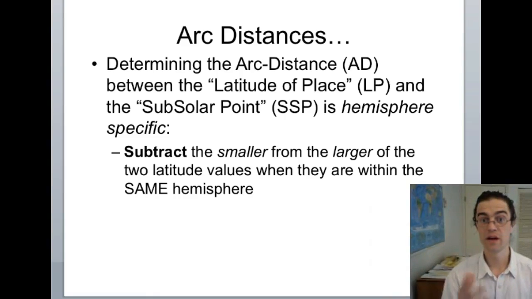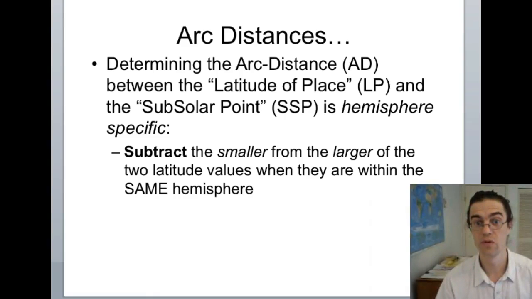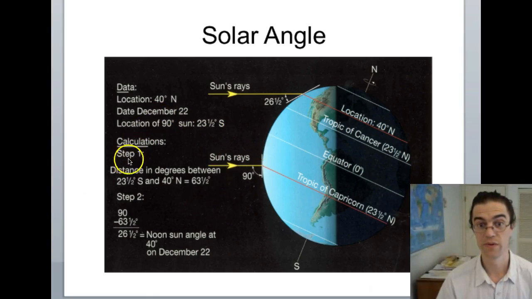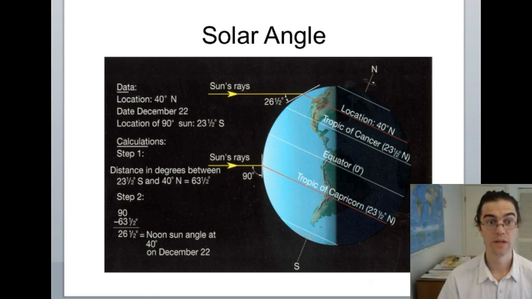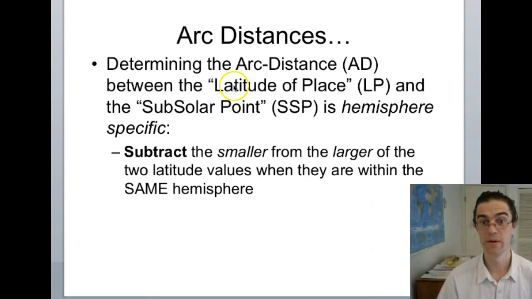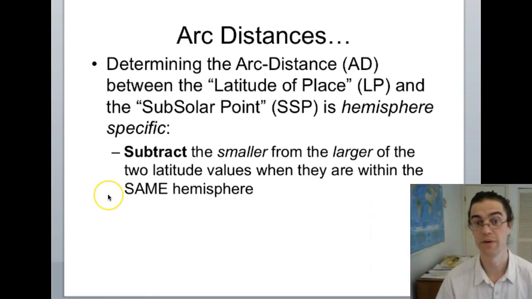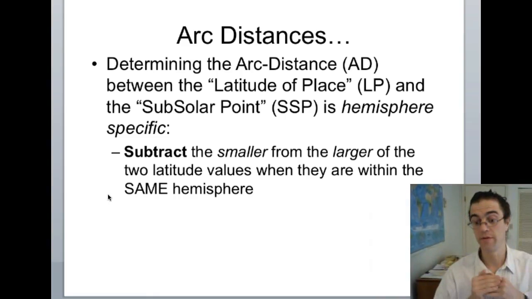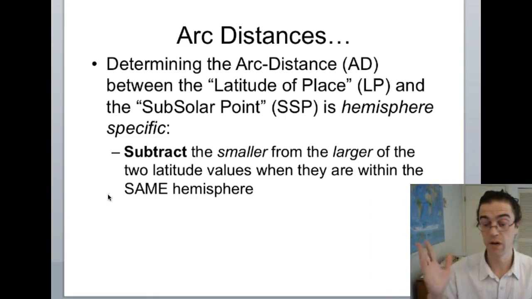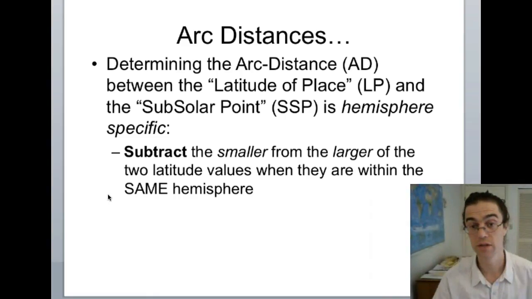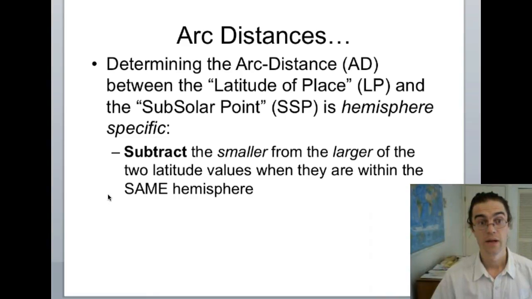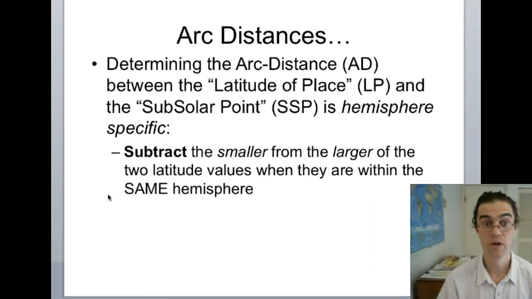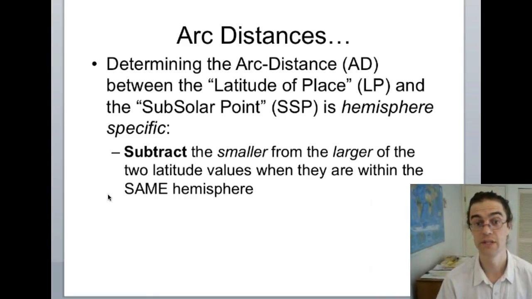Arc distances, determining the arc distance between the latitude of place and the subsolar point. So in this case, that's referring to between the latitude of place and the subsolar point. So in our previous slide, that would have been between Arcata, or Eureka for that matter. 1 degree of latitude covers a fairly large distance on Earth, right? So like various different cities, but latitude of place 40 degrees north, and the subsolar point, which was the Tropic of Capricorn, 23.5 degrees south.